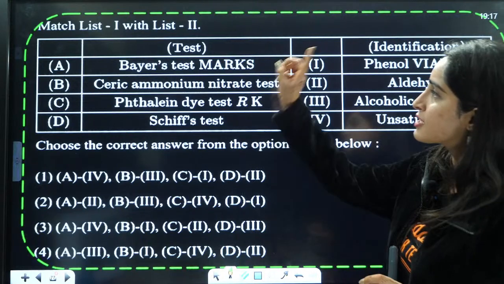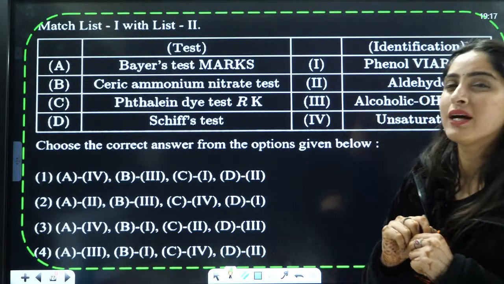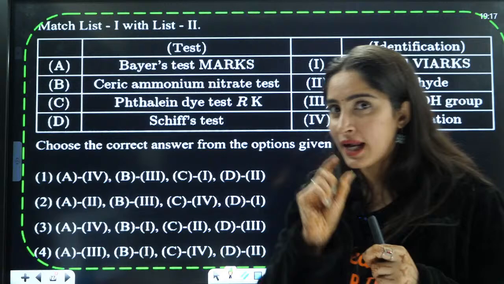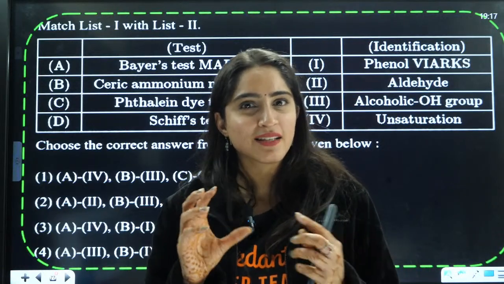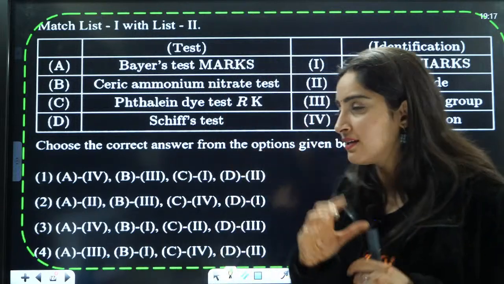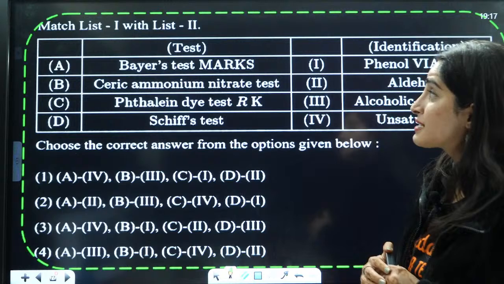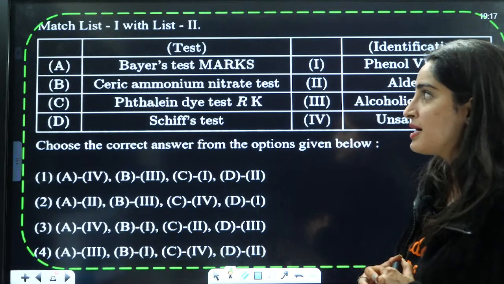So now first is Baeyer's test. What is Baeyer's test for? This we have done in hydrocarbons as well. That is a hint for you: differentiating between alkanes and alkenes. Then the ceric ammonium nitrate test, what is it going to give you?